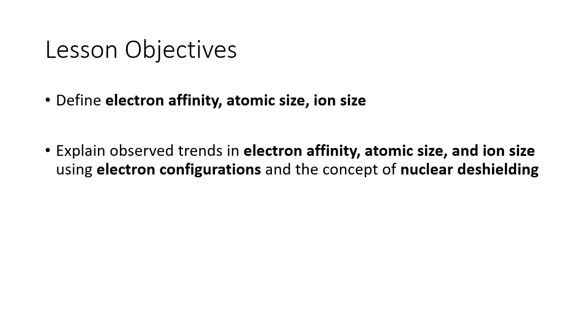So in this one, we will define electron affinity and atomic size and ion size, and then we'll explain the observed trends in electron affinity, atomic size, and ion size using electron configurations and the concept of effective nuclear charge.